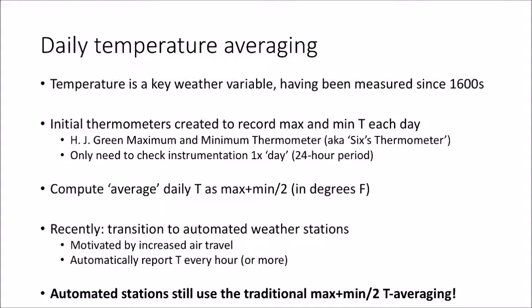And therefore, we began the tradition of computing our, quote, average daily temperature as 2 simple data points, the maximum and the minimum divided by 2. And of course, here in the US, we like to be different, and that's in degrees Fahrenheit, since all this work was done in degrees Fahrenheit, even though it's not, of course, a tradition.